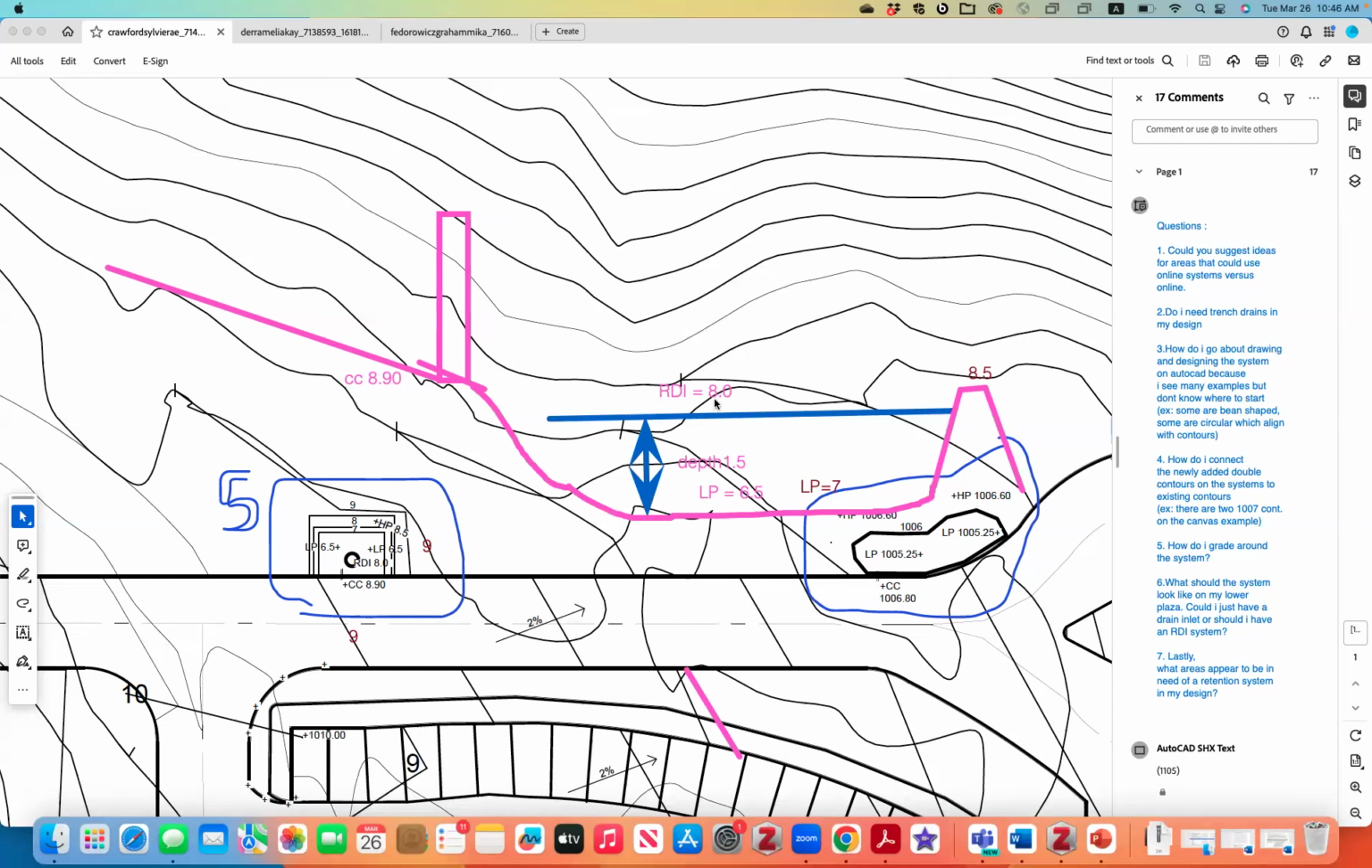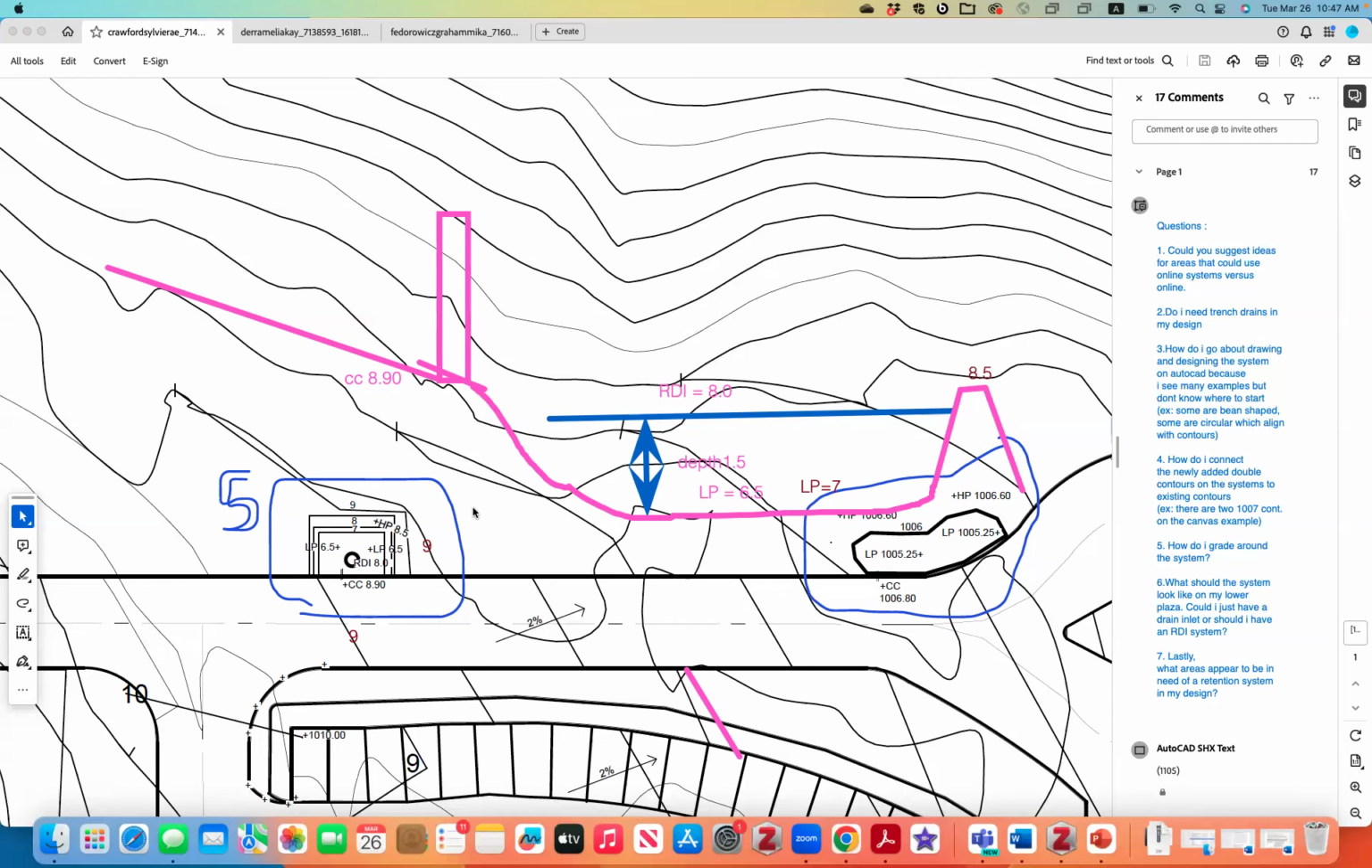If you don't have an RDI, you cannot set this lower than the curb cut. Reason being, if I do not have another control of how high my water goes, water will keep draining from the 8.9 and it actually will overflow the berm there. Okay, so this is for everybody to note. If you do not have an RDI, your high point could not be lower than your curb cut.